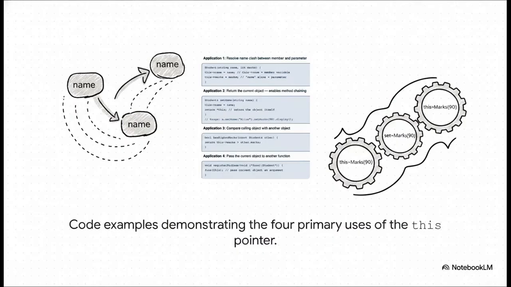And this right here makes it all crystal clear. Look at application 1, this->name = name, that's how you solve that naming confusion perfectly. And in application 2, see how it's returning *this? That's the secret sauce that lets you do that slick, chained call, s.setName("Alice").setMarks(90). So yeah, this is stuff you'll actually write.